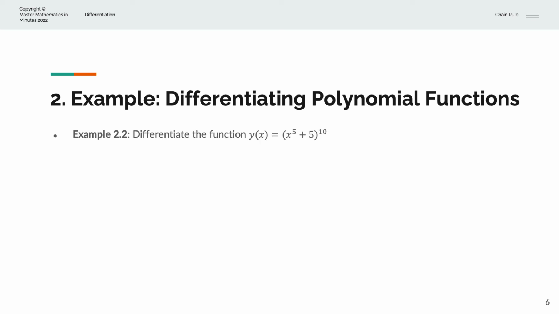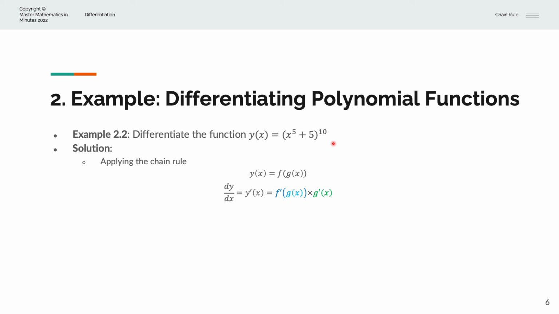In the second example, we're asked to differentiate the function y of x equals, open brackets, x to the power 5 plus 5, close brackets, everything raised to the power of 10. Notice that this is a composite function, with the internal function as x to the power 5 plus 5, and the external function raises everything to the power of 10. And so we're able to apply the chain rule. So take the chain rule results again. This is identical to what we saw earlier.